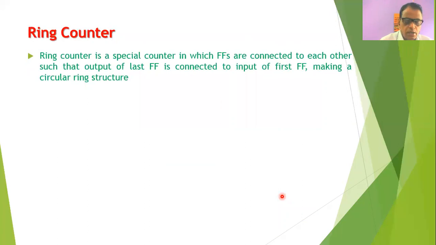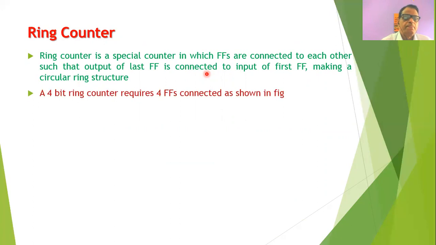Now there is another type of counter, and this counter is called a ring counter. A ring counter is a special counter where the flip-flops are connected to each other in such a fashion that the output of the last flip-flop is connected to the input of the first flip-flop. Whenever we connect the output of the last flip-flop to the input of the first flip-flop, it forms a kind of ring, and that is the reason this counter is called a ring counter.